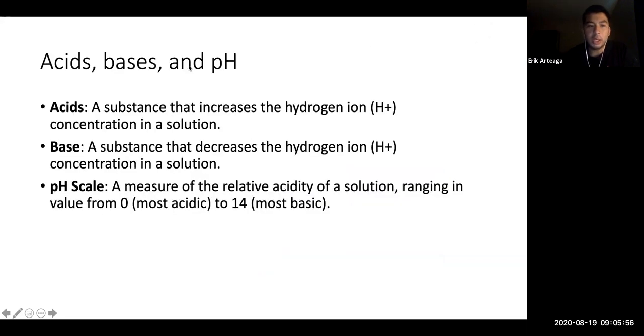Acids, bases, and pH. An acid is a substance that increases the hydrogen ion, H plus, concentration in a solution. A base is a substance that decreases the hydrogen ion, H plus, concentration in a solution. So for all intents and purposes, acids have a higher H plus concentration, and bases have a lower hydrogen concentration, right? The pH scale is a measure of the relative acidity of a solution, ranging in value from 0, most acidic, to 14, most basic. Okay, so 0 to 14.